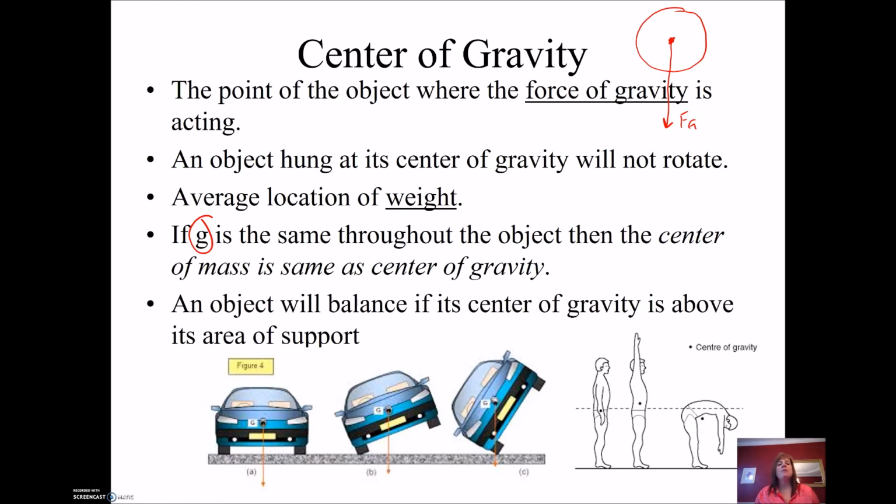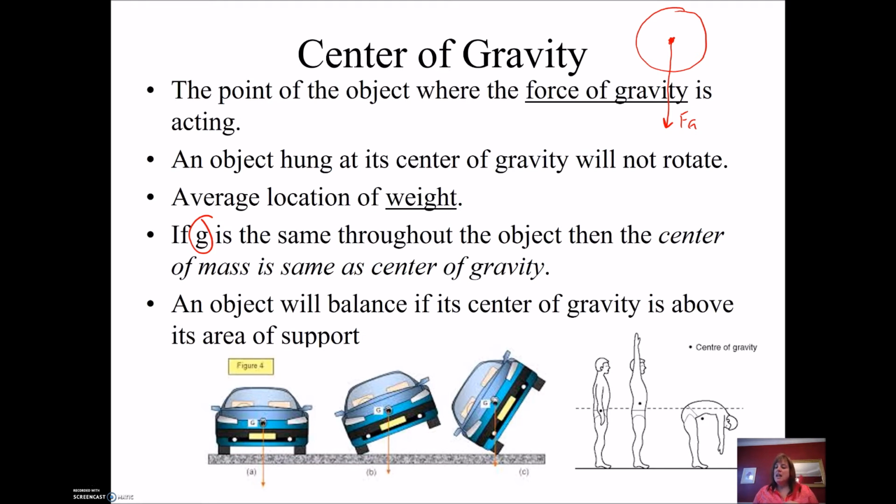Now, one thing that's pretty cool about an object is that it'll balance if the center of gravity is above the area of support. So here I have a uniform meter stick, and if I put my finger in the very center of this meter stick, it will balance because my finger is below the center of gravity of this object. Uniform objects, remember, the center of gravity is in the very center of them.